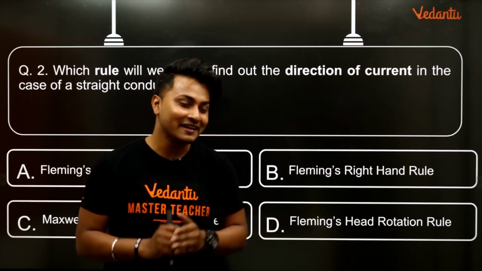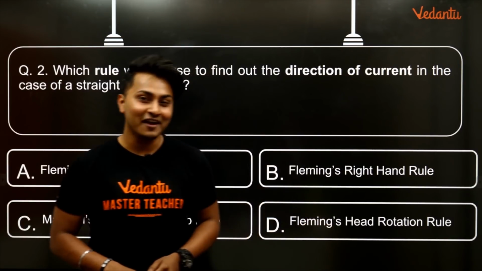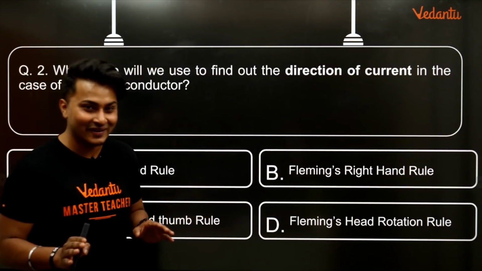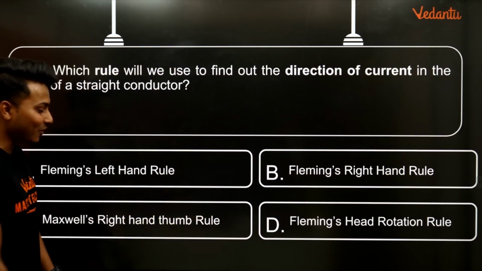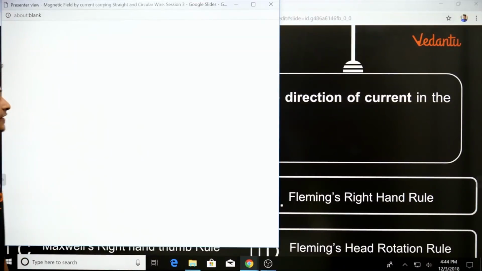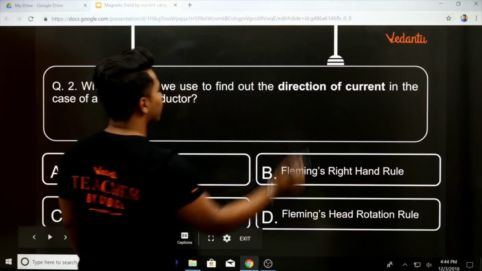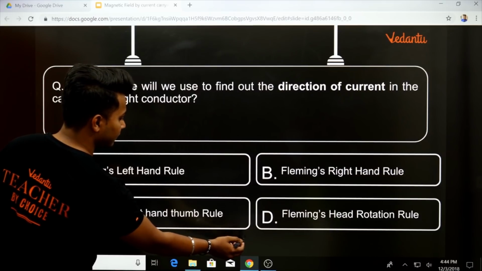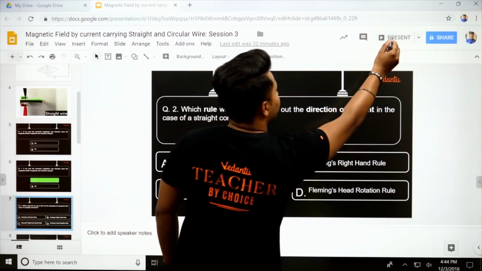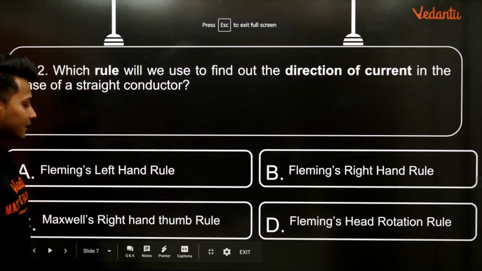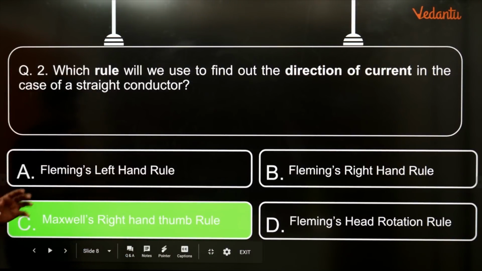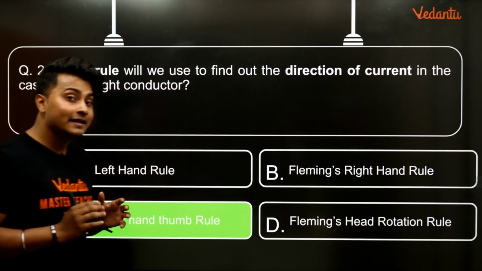I truly believe no one went for Fleming's head rotation rule, because there is no rule of that sort. It was fun making that option. The correct answer comes out to be, obviously, one second. Yes, got it back. The correct option comes out to be Maxwell's right hand thumb rule.